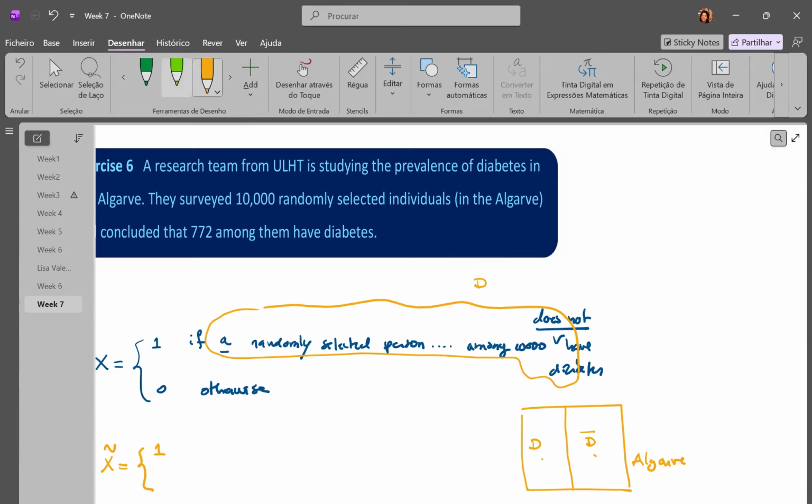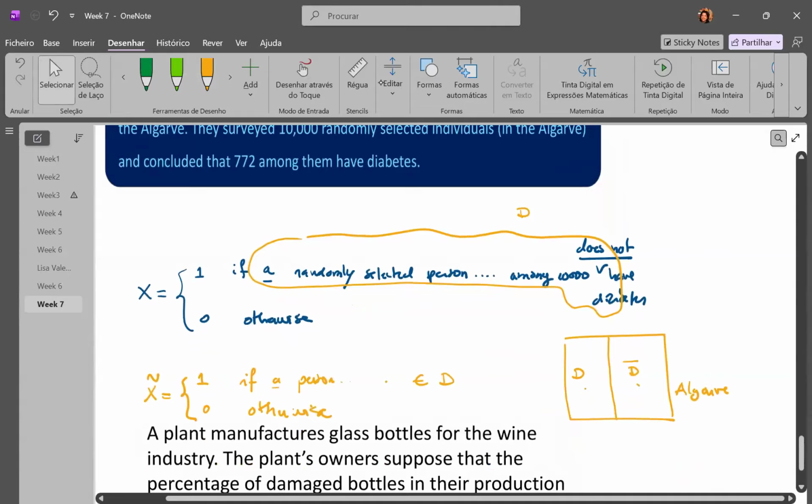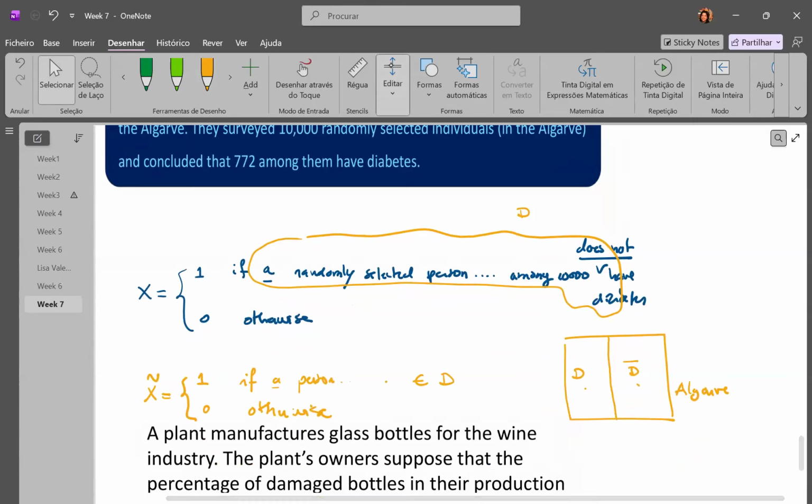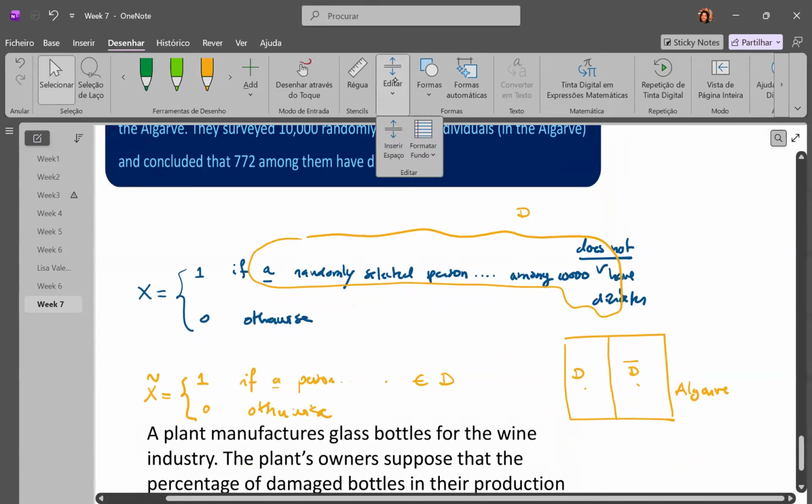Now let us define the other Bernoulli. The other Bernoulli would be 1 if a person that we selected randomly in the Algarve has diabetes, so if they belong to D, and 0 otherwise. What we observe is very simple, and it will also help us understand that whether we choose one way or the other, we will reach the same conclusions.